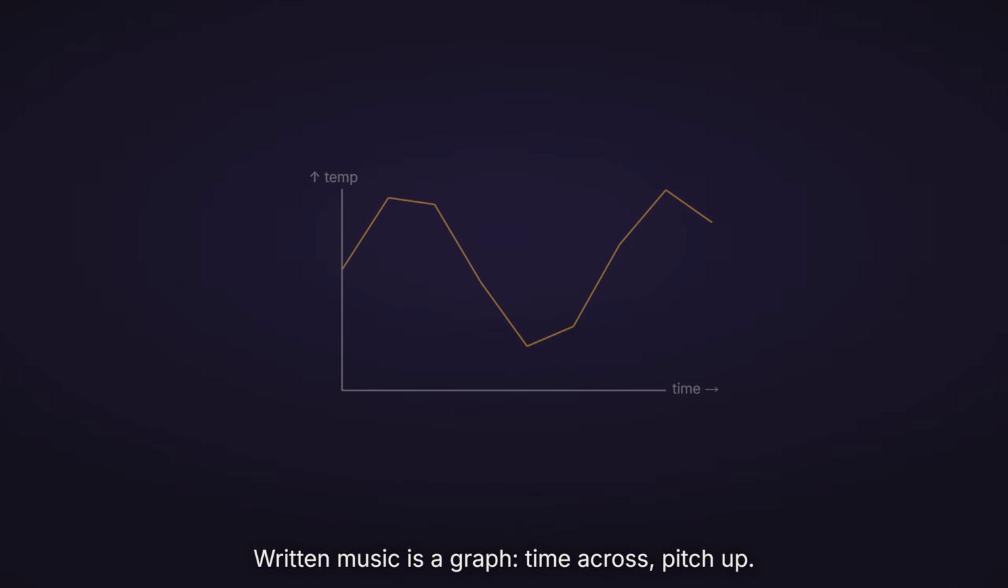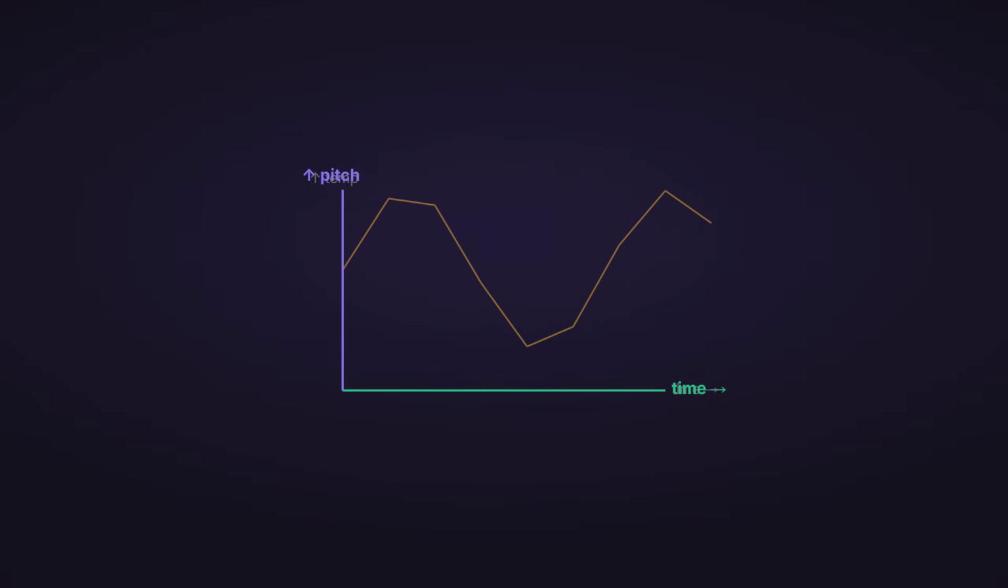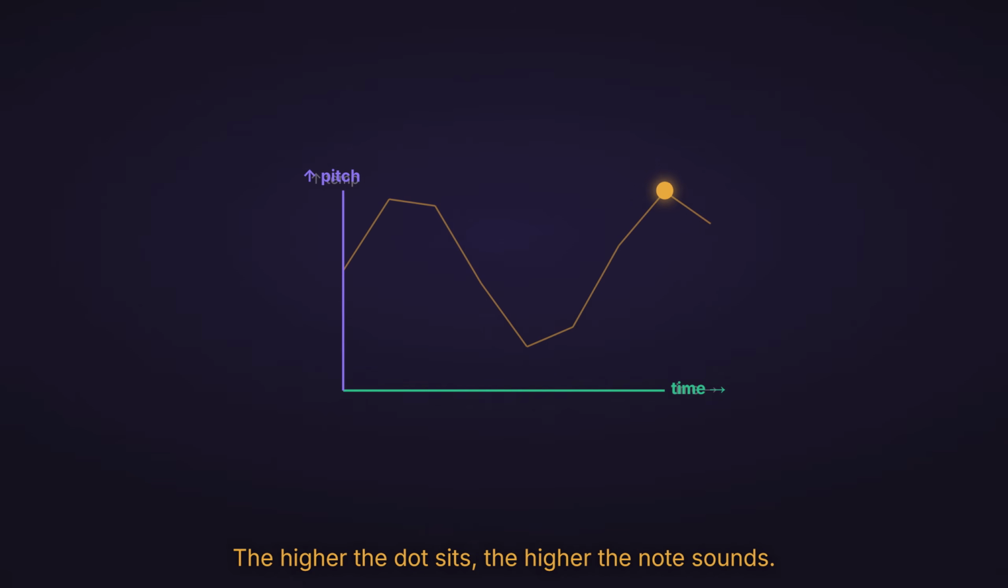You already read graphs every day. A weather forecast runs time from left to right and temperature from bottom to top. A share price chart does the same, time runs across and value runs up. Written music does exactly the same thing, time runs left to right, and pitch runs from the bottom up. So the moment you see a note climbing on the page, your brain already knows what that means.